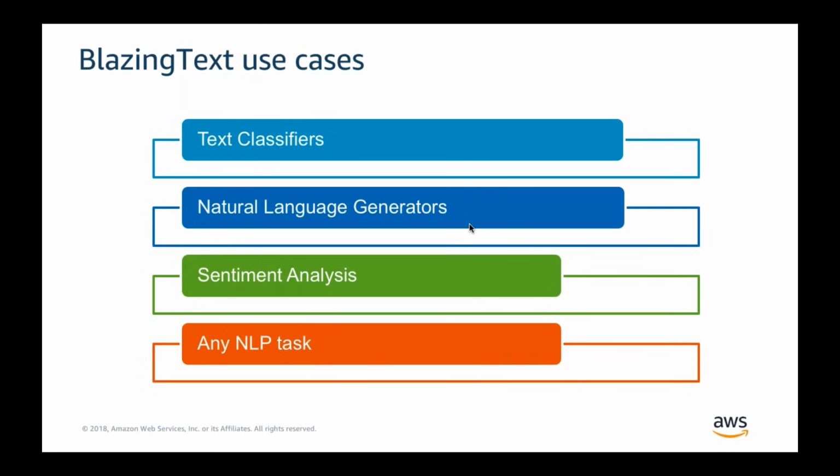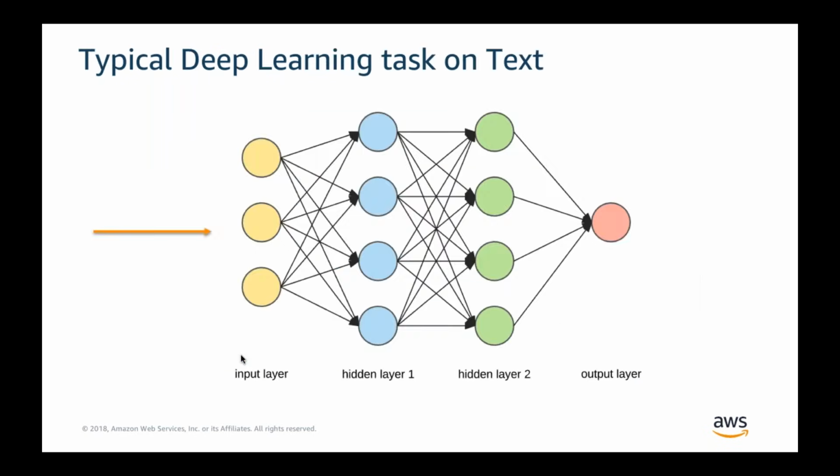We saw sequence-to-sequence modeling in my previous webinar, which also requires you to convert your words into vectors. Let's say you're doing sentiment analysis on text, you would need this. Or in general, any natural language processing task. Pretty much most natural language processing tasks require you to vectorize your words, and that is what Blazing Text is needed for. Let's look at what is the problem that it solves.